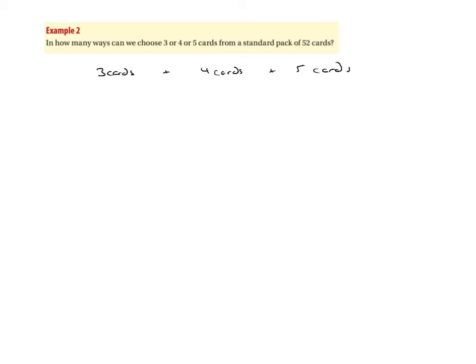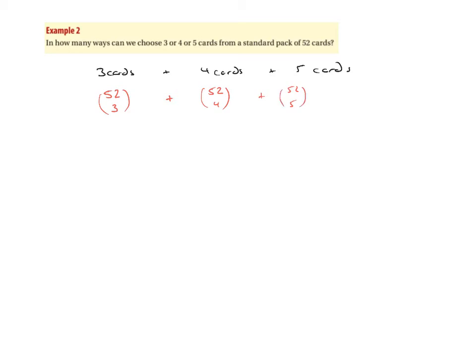And now we're just going to deal with each one separately and add them together. So we need to choose 3 cards from a pack of cards of 52. So this one should be pretty straightforward. It's going to be 52, and we need to choose 3 cards from that. The second one, we need to choose 4 cards from 52 because that's what it says. 4 cards from a standard pack of 52. And the last one then is 52 choose 5.